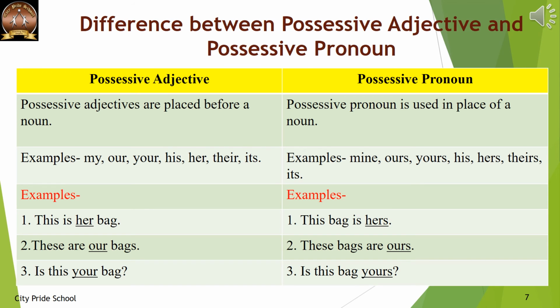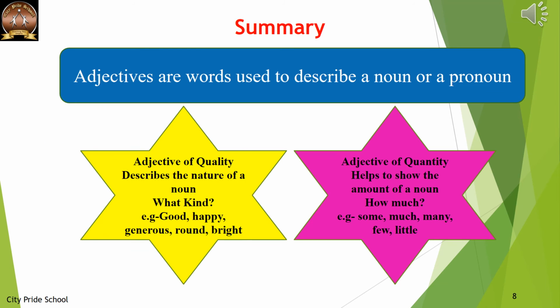I hope you all have understood what are possessive adjectives and possessive pronouns. Let's summarize what are adjectives and all the 5 types of adjectives. So what is an adjective? Adjectives are the words used to describe a noun or a pronoun. The types of adjectives. The first one, adjective of quality. It describes the nature of a noun and it answers the question what kind. Examples: good, happy, generous, round, and bright.